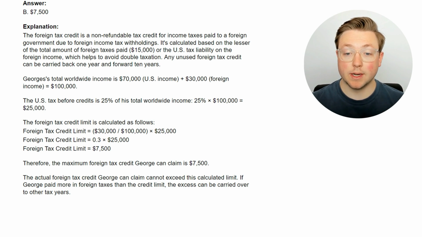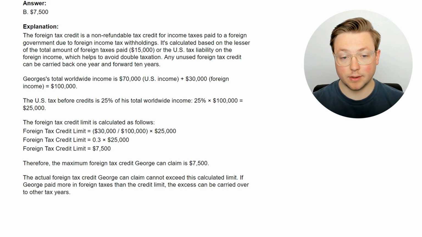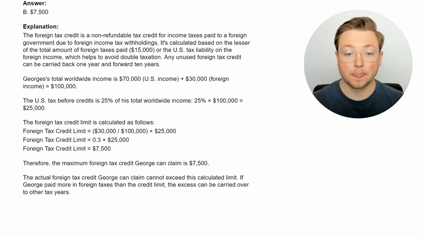George's total worldwide income is $70,000 plus $30,000, $100,000. The U.S. tax before credits is 25% of his worldwide income, so that's $25,000. The foreign tax credit is calculated as follows.